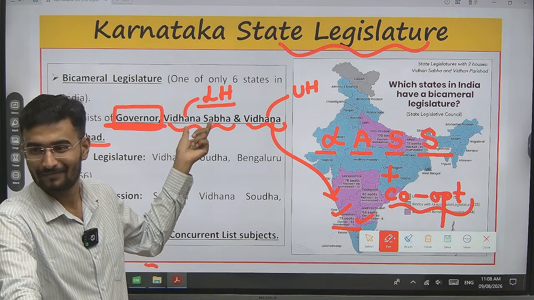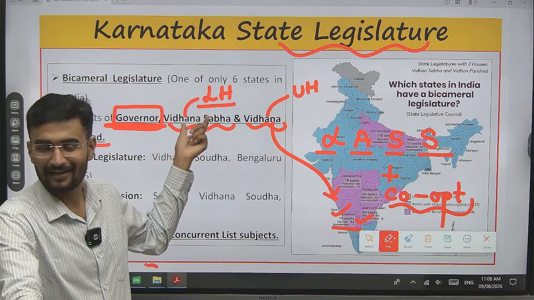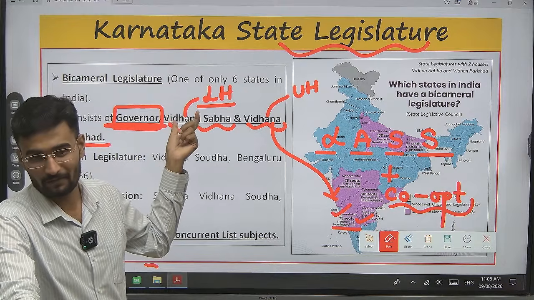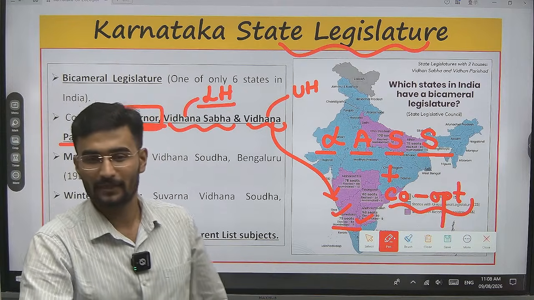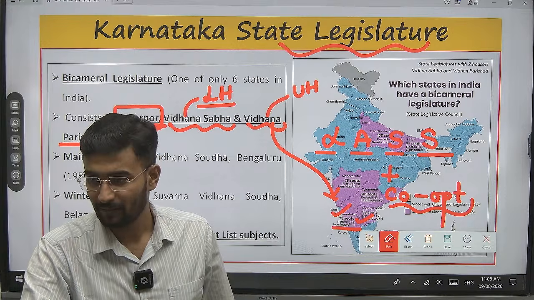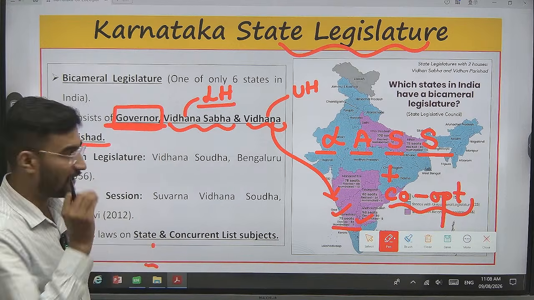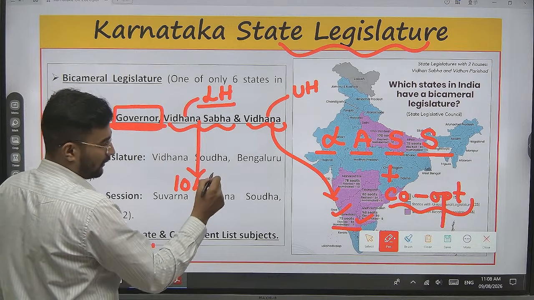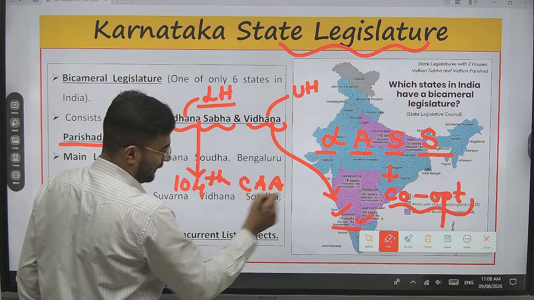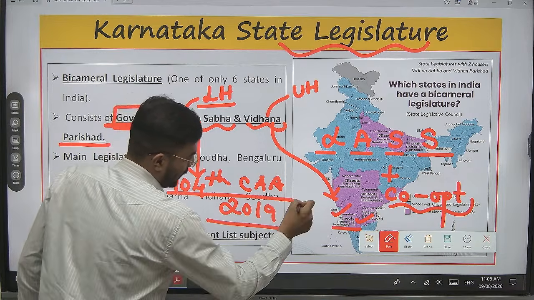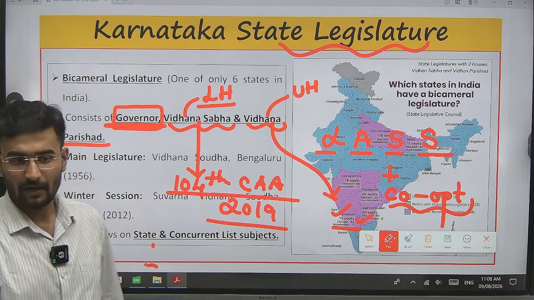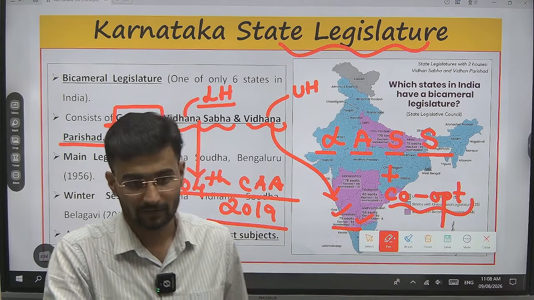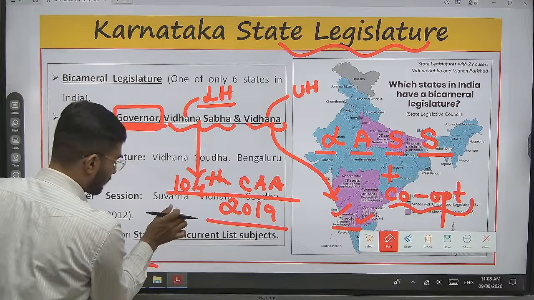Okay, let's go back. Where were we? The 104th Constitutional Amendment Act of 2019. Now we have extended SC and ST reservation, but what have we dropped? We have dropped the reservation given to the Anglo-Indians. Anglo-Indians, we dropped it.